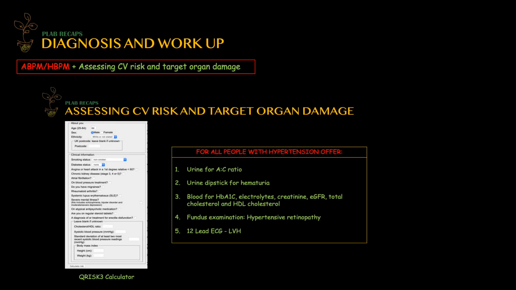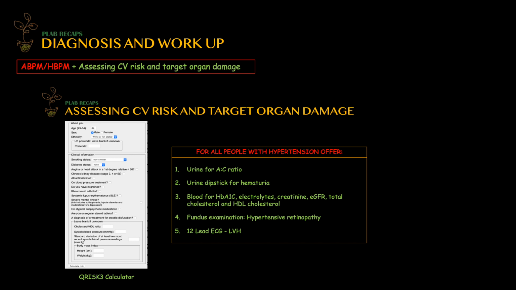So the way to assess cardiovascular risk is using the QRISK-3 calculator. Previously, the calculator being used was QRISK-2. However, now there is an upgraded version, and currently the one in use is the QRISK-3 calculator.